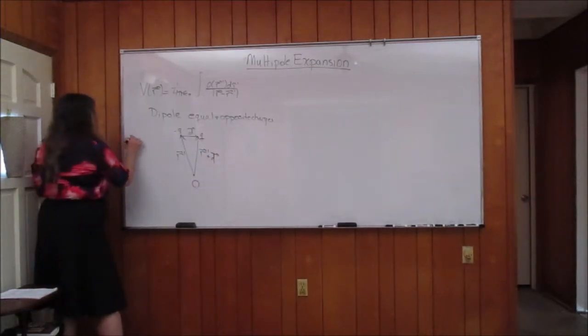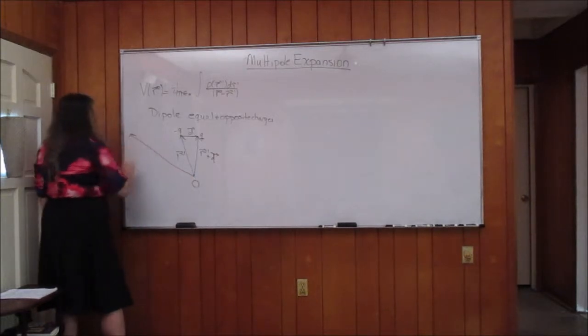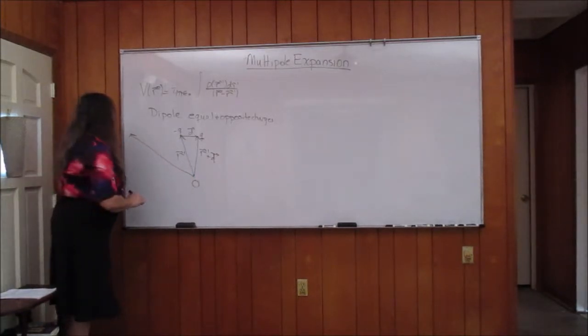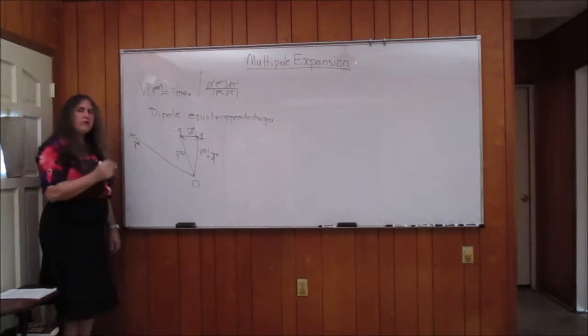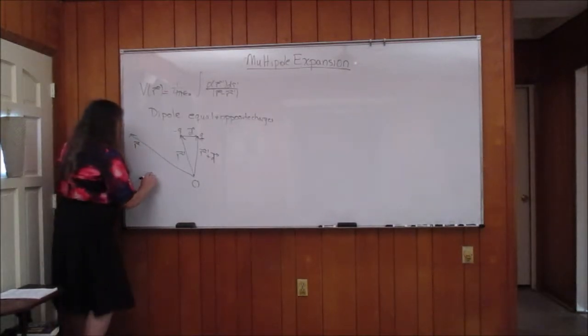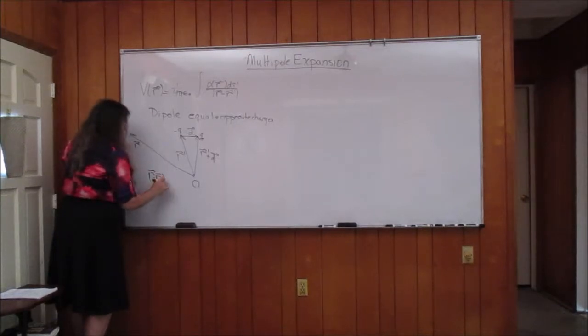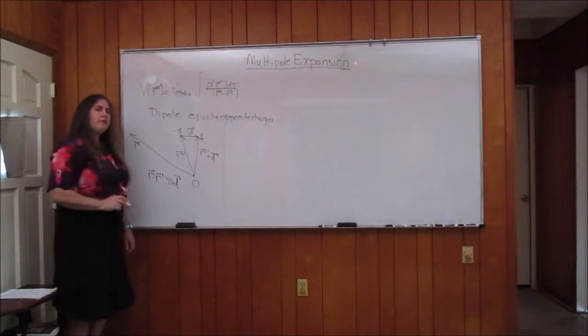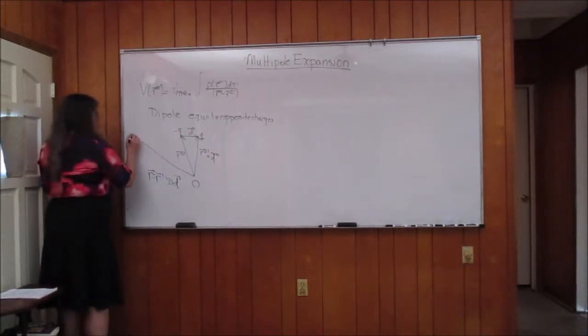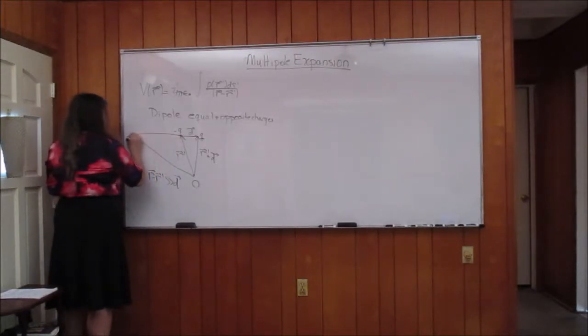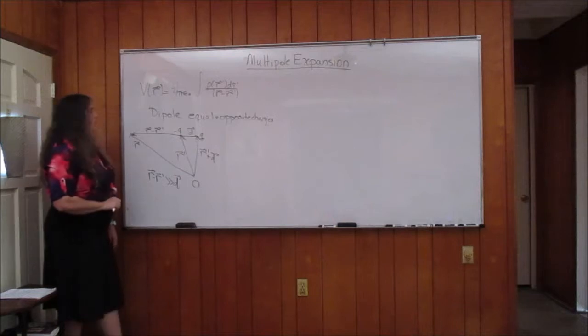Now I'm interested in coming up with an approximate expression for this system, such that we're very, very far away. So in other words, the separation vector r minus r prime is going to be much, much larger than the displacement between the two charges. And this is r minus r prime.